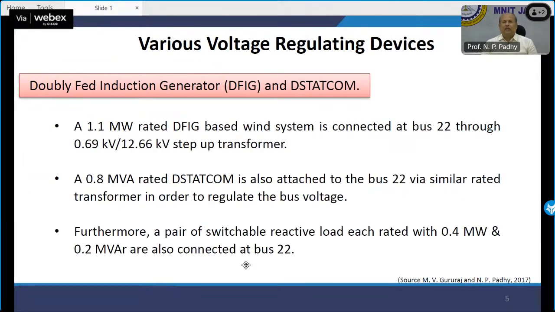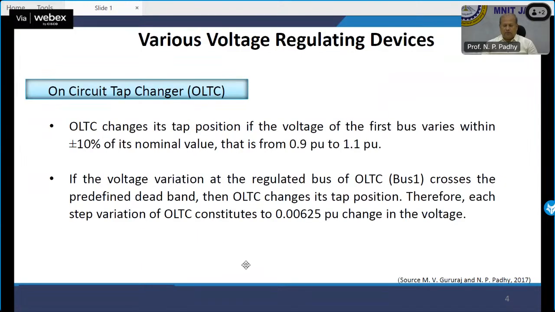Now, next is the doubly fed induction generator, DFIG, and the STATCOM. A 1.1 megawatt rated DFIG based wind system is connected at bus number 22. There is a wind farm of 1.1 megawatt connected to a substation with a 0.69 kV / 12.66 kV step up transformer. I would like to show you here again.